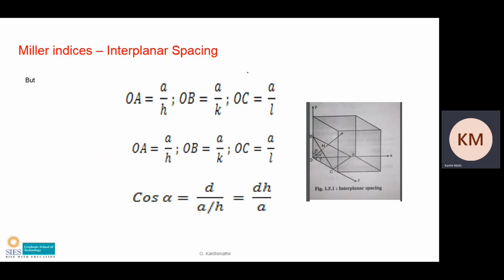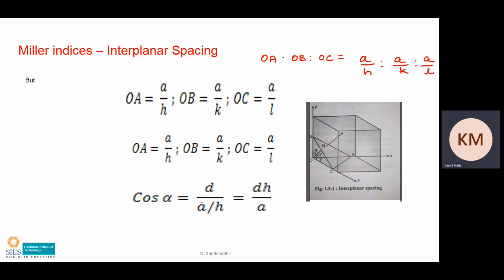By definition itself of Miller indices, OA is to OB is to OC is nothing but A by H is to A by K is to A by L, where A, B, C are the lattice parameters for a cubic unit cell. They are the same, so I represented them only by A, and HKL are nothing but your Miller indices values, right? So these are nothing but your OA, OB, OC.